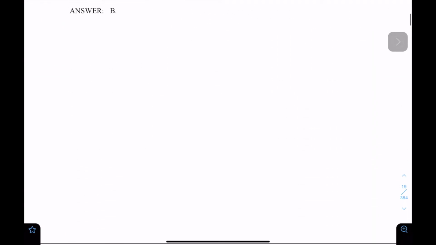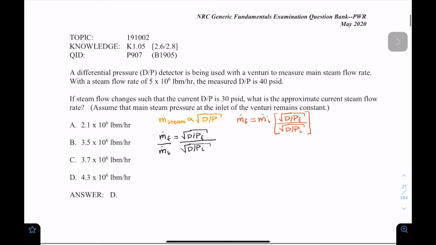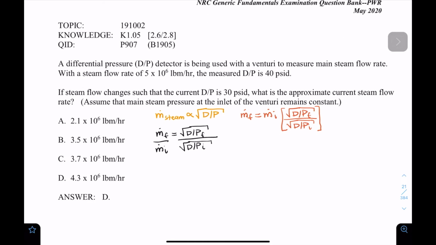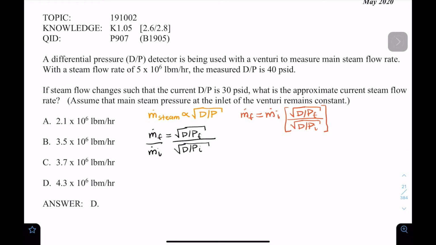So now let's go over and take a look at another problem. This is another problem. It's going to be similar. We're going to use a similar relationship. In this case, we're going to use the mass flow rate of the steam being proportional to the square root of the differential pressure. So let's take a look at this question ID K1.07.